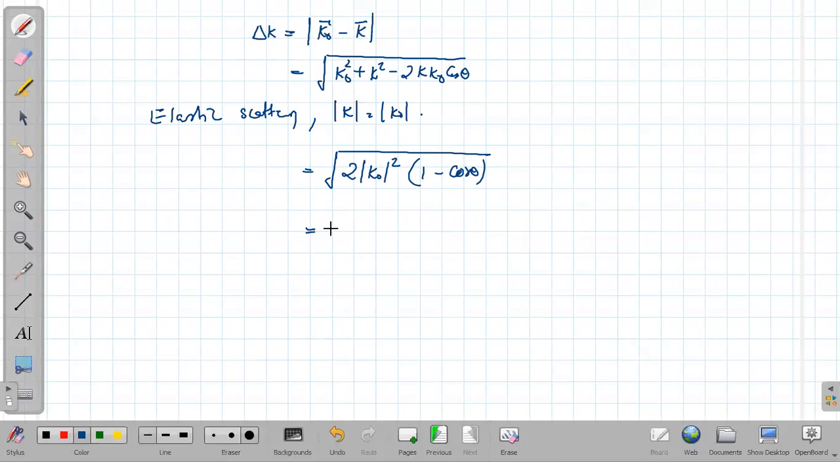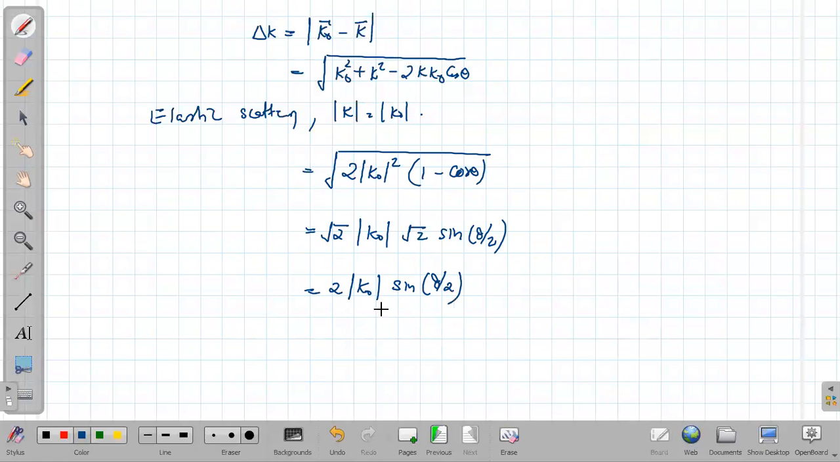Okay, so finally the result will be square root of 2 modulus of k0. Now 1 minus cos theta I can write 2 sine square theta by 2. So this becomes root 2 sine of theta by 2. And finally this simply becomes 2 mod k0 sine of theta by 2.